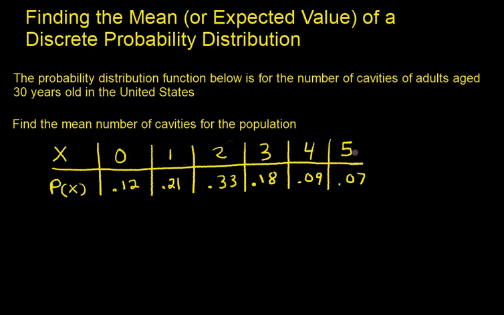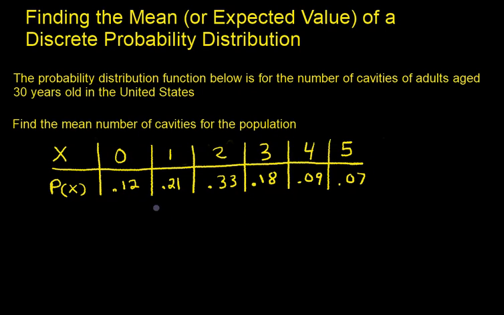So, using this information, we could answer questions like, what percentage of Americans aged 30 years old have 6 cavities? What would you say? Well, 0%, right? That's not included. So absolutely no one has 6 cavities according to this probability distribution function.